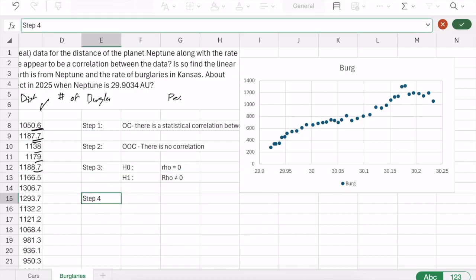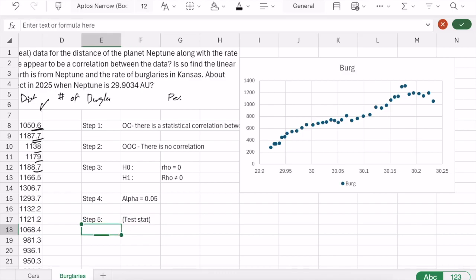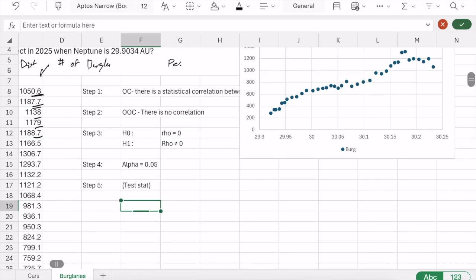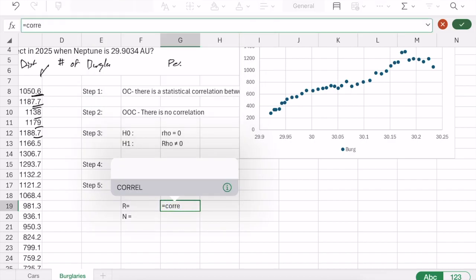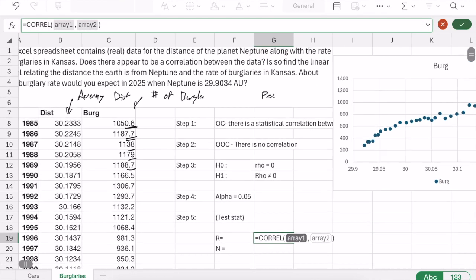Step 4, my alpha is going to equal 0.05. Step 5 is the test statistic. All right, what do I need for this? Well, I need r and I need n. Correl. Thank you, Excel.